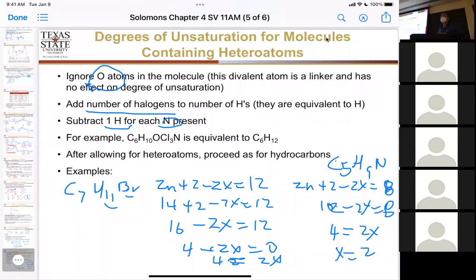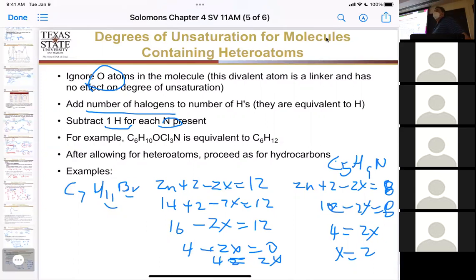This is really good to know, especially if you have an empirical formula that says draw this structure, okay? And you'll have to know, do I have any double bonds? Do I have a carbonyl? Knowing the degree of unsaturation will tell you how many double bonds you have, how many circles you have, how many hydrogens you could fit in there. So it'll help you build your molecules better. All right, questions on that? That's the end of chapter 4.